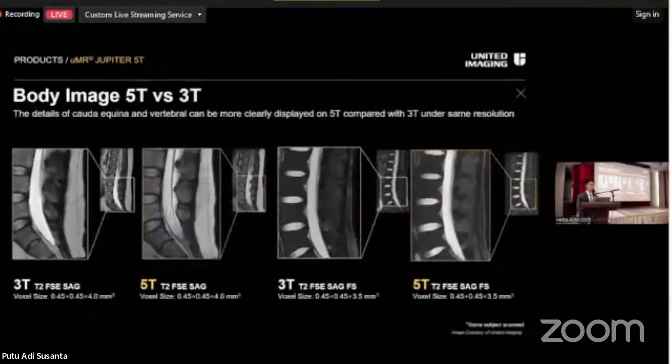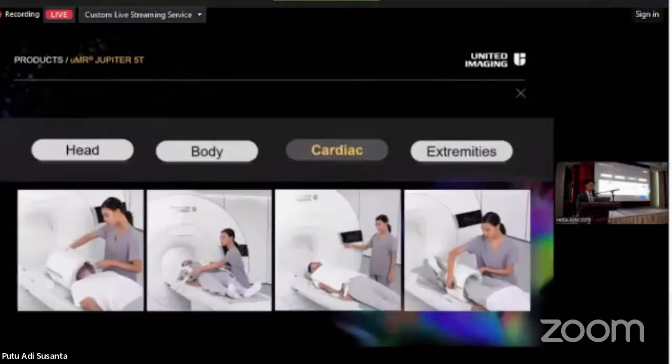In terms of imaging the lumbar spine, we also have some good cases of the patient being scanned on the 3T and 5T respectively with the same resolution. We can see that some of the details, particularly in the cauda equina, can be visualized very well, and we can have a better signal at 5T. Next, we can move on to cardiac.